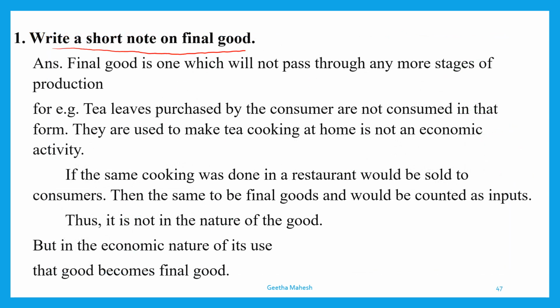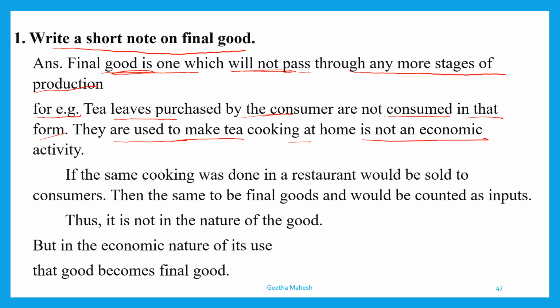On final goods. Final goods is one which will not pass through any more stages of production. For example, tea leaves purchased by consumer are not consumed in that form. They are used to make a tea. Cooking at home is not an economic activity. So final goods, sometimes it should go or pass through further more stages of production. Good example is tea leaves.